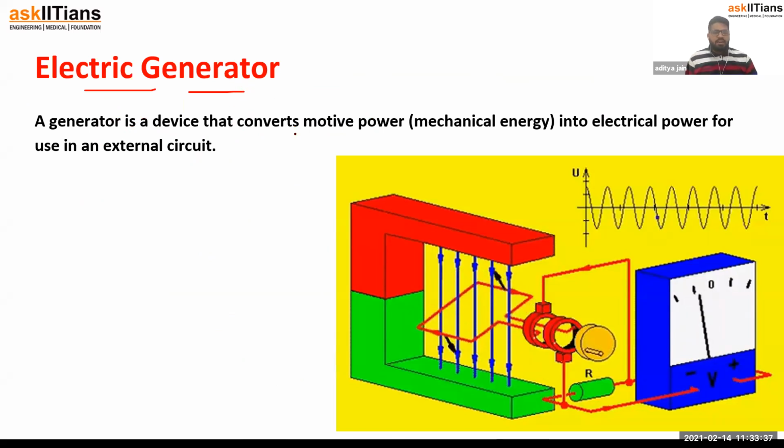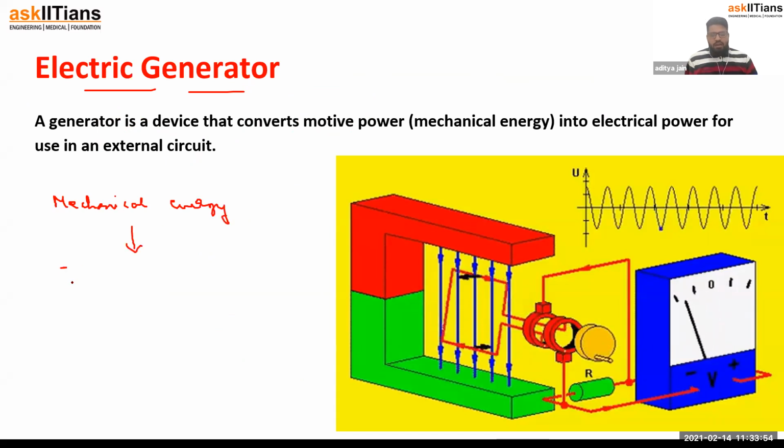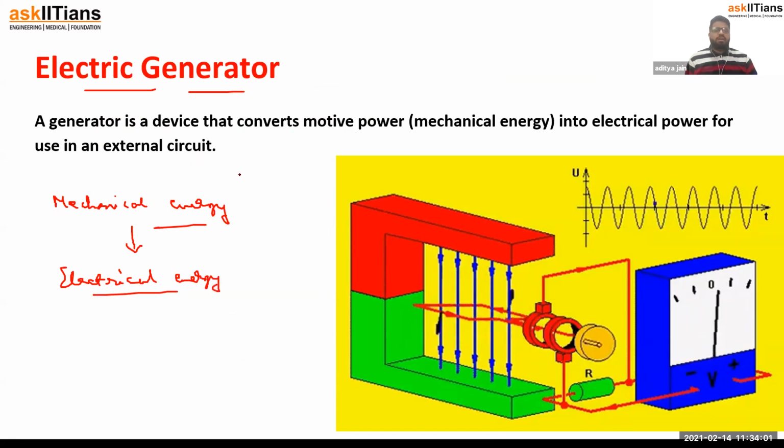So what is an electric generator? It is a device which converts mechanical energy into electrical energy. Yes or no? What was the electric motor doing? It was converting electrical to mechanical. Now an electric generator is a device which converts mechanical energy into electrical energy. So that is the device.